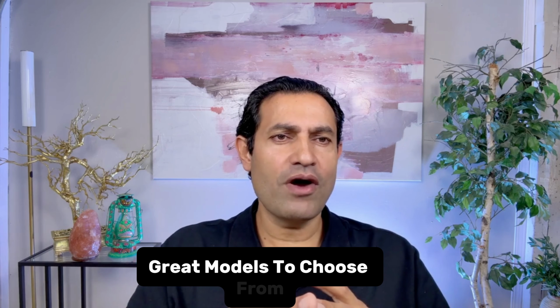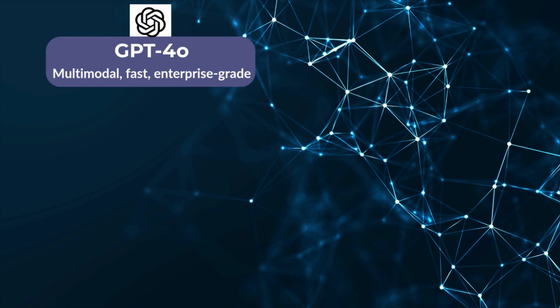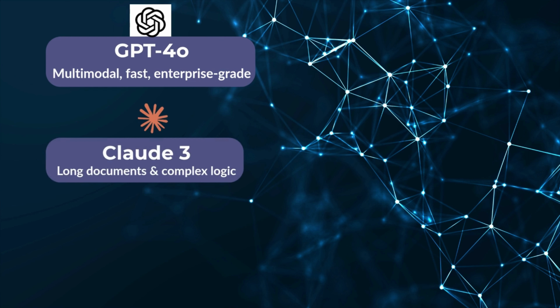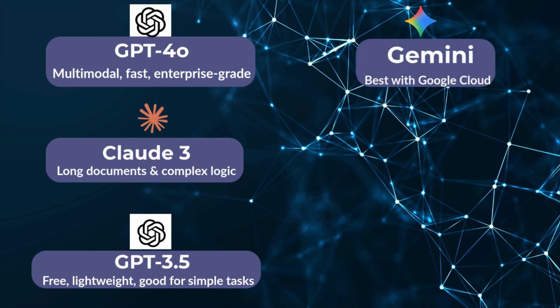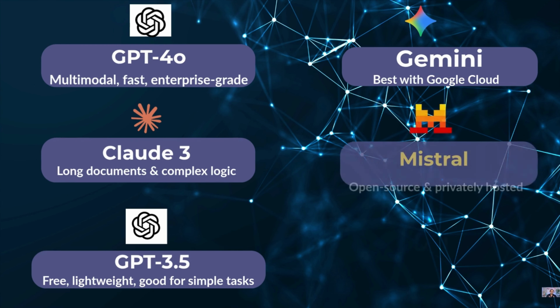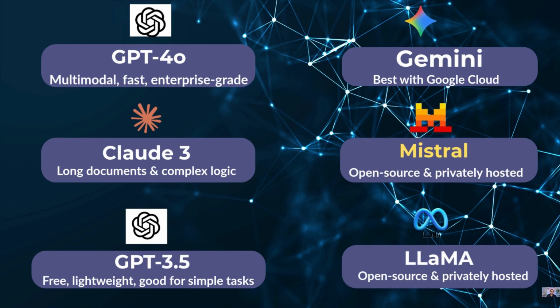Here are some of the great models to choose from. GPT-4o from OpenAI, multimodal, fast, enterprise-grade. Claude 3 from Anthropic, excellent for long documents and complex logic. GPT 3.5, free, lightweight, good for simple tasks. Gemini from Google. If you're already using Google Cloud, this fits right in. Open source models like Mistral or LLaMA 3, which you can host yourself for privacy and cost controls.